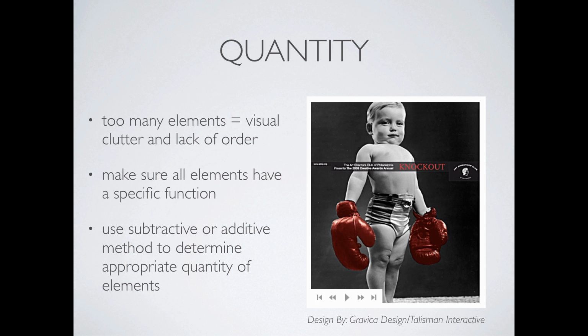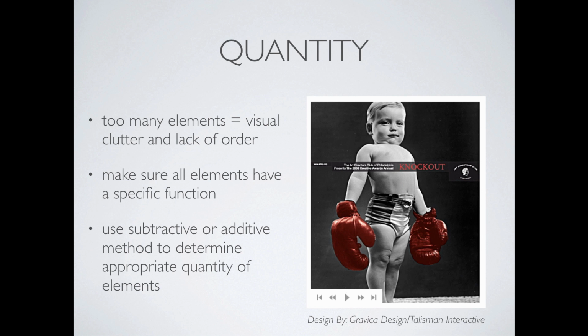Quantity. This is a big one. Too many things, you get visual clutter, disorder. Too few things, you get something that's not very exciting to look at. So you have to figure out what is that right balance. What gives you just the right amount of content? Not too much, not too little. And how do you go about doing that? Well, number one, you want to make sure everything you put on the page has a function. There's a reason it belongs on the page.